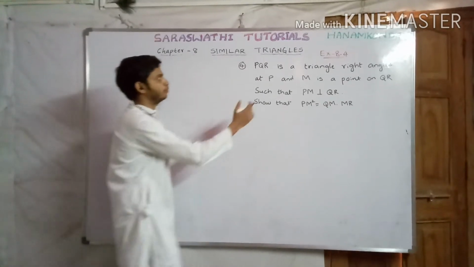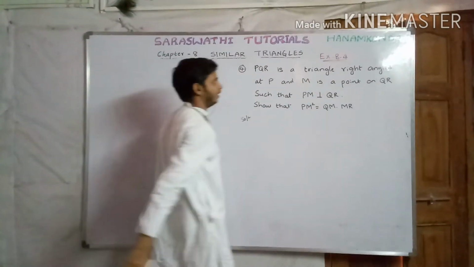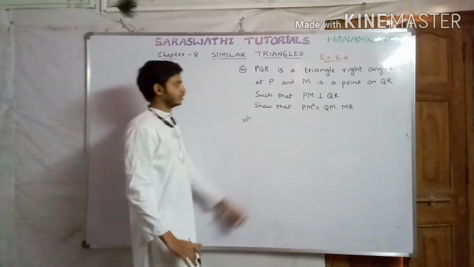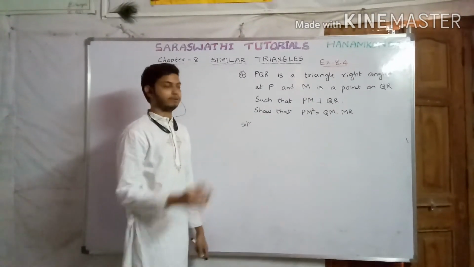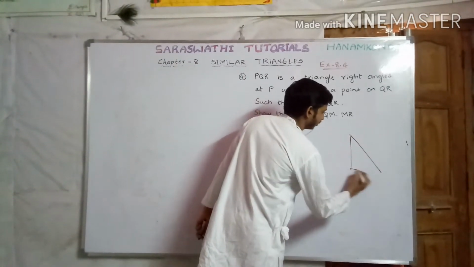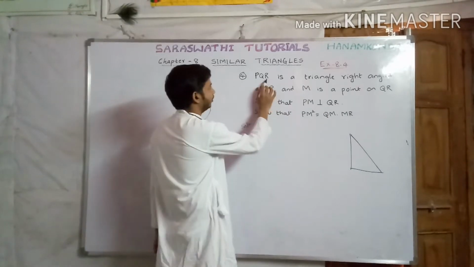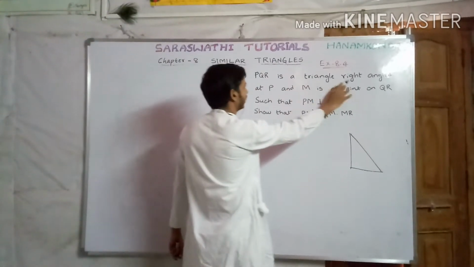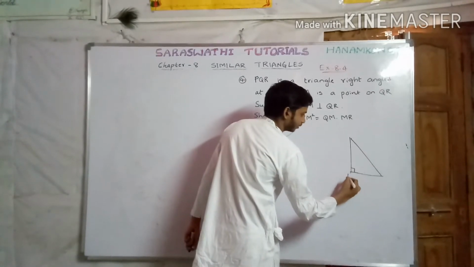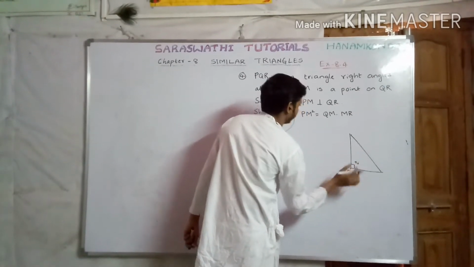So the next question is: PQR is a triangle right angled at P and M is a point on QR such that PM is perpendicular to QR. Then show that PM square equals QM into MR. Okay, so first draw a right angle triangle PQR, right angled at P. It is mentioned in the question that PQR is right angled at P. That means angle P equals 90 degrees.